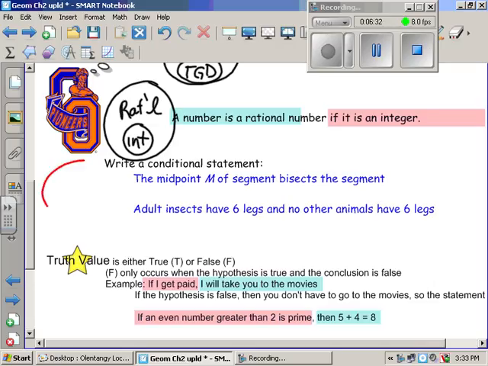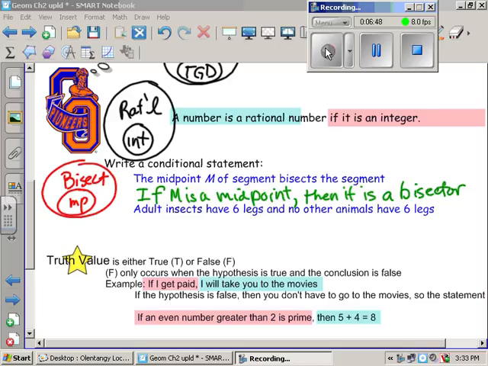So when I draw my Venn diagram, midpoint is going to be the smaller one, and bisector is going to be the larger one. So take a minute and write the if-then. Okay, good. So the if part is the midpoint. If M is the midpoint, then it is a bisector, or then it bisects the segment. Okay? Let's try the next one.